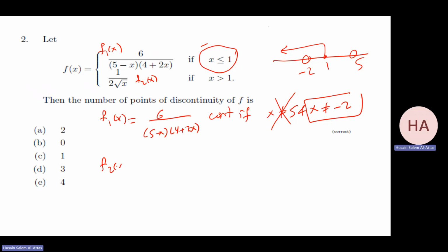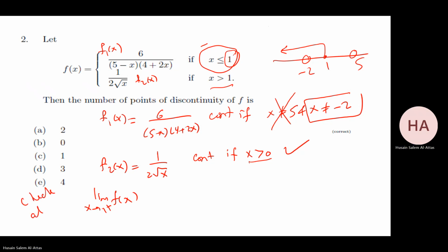Now check f of 2 of x, which is 1 over 2 square root of x. This one is continuous if x is greater than 0. If x greater than 0, x greater than 1, so x greater than 0. So I'm getting nothing. No restrictions. Then I need to check now at 1. Check limit as x goes to 1 from right. I check each function, I get only 1 point.